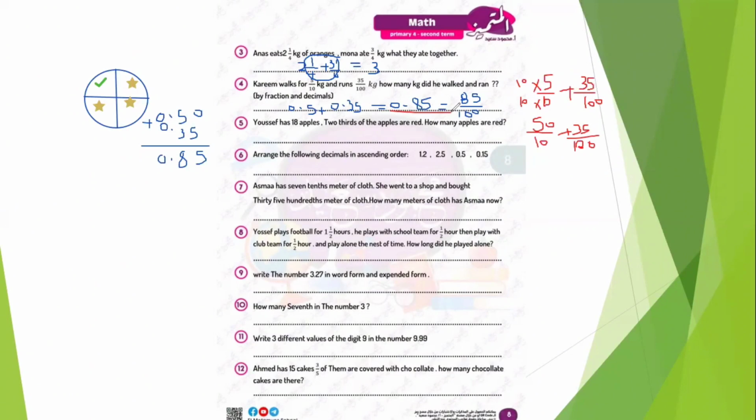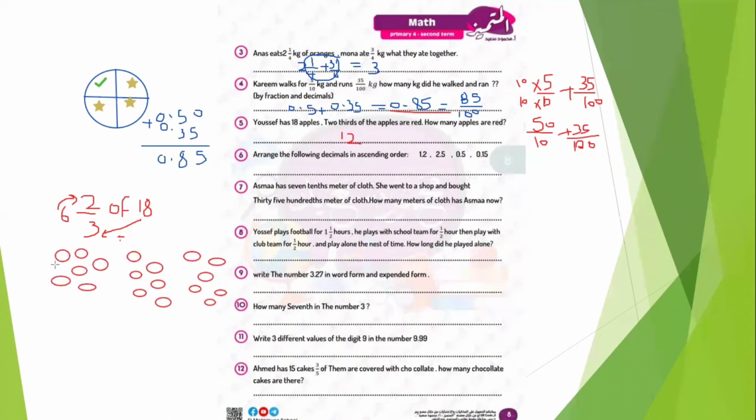5. Yusuf has 18 apples. 2/3 of the apples are red. How many apples are red? This is fraction of quantity. 2/3 of 18 apples are red. How can we get the number of apples? We can divide 18 by 3 equals 6, and then multiply 6 times 2 equals 12.